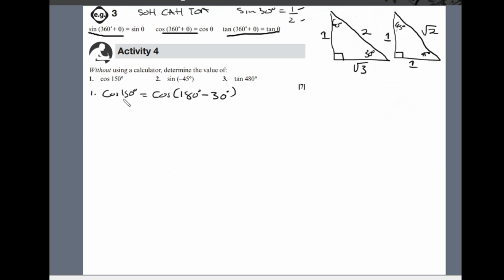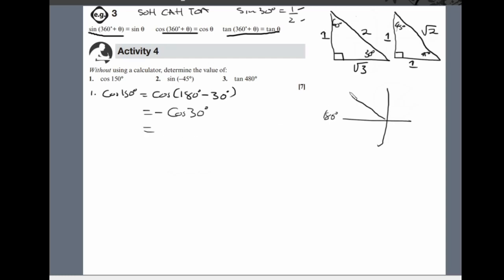So I want to reduce this angle to 30 degrees. I know that 180 minus 30 is the same as saying 150, right? So 180 minus 30 is in the second quadrant, so theta there is in the second quadrant. Now we know from a CAST diagram that in the second quadrant cos is negative. So here we'll have minus cos 30.